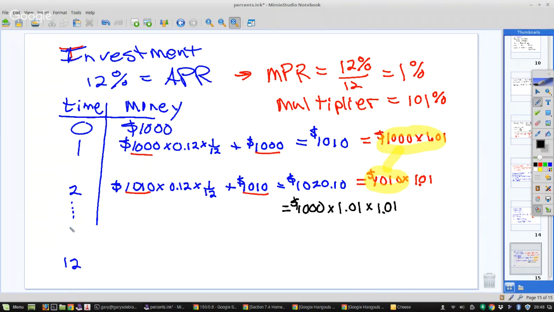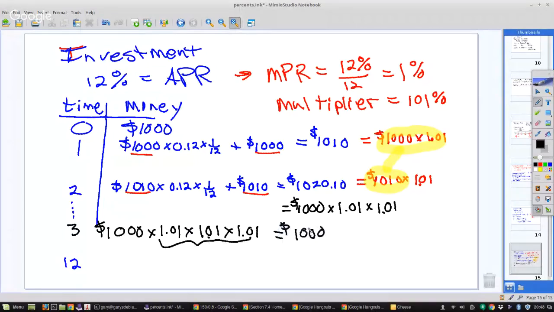Guess what's going to happen in the third month? Well, that $1,000 I started with is multiplied by 101% in the first month, and then another 101% in the second month, and then another 101% in the third month, which can be more concisely written using exponents, which is $1,000 times 1.01 to the power of 3. So what about the 12th month? Exactly $1,000 times 101% to the power of 12.